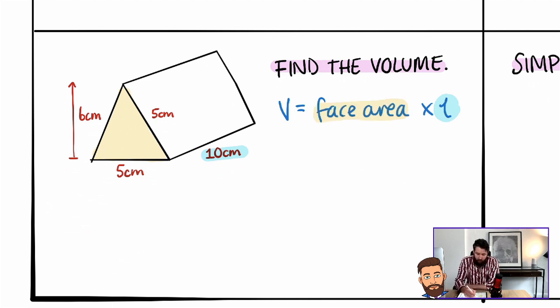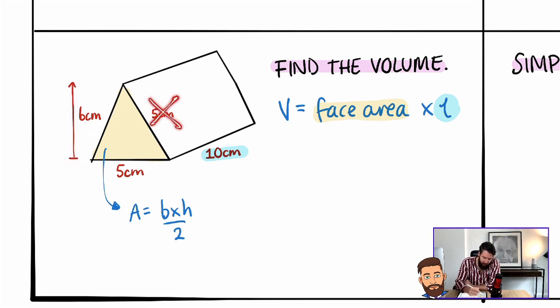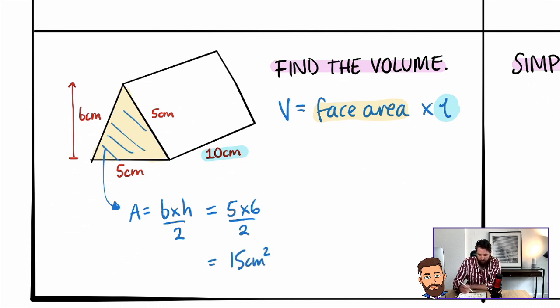Well, if we focus on the face area, what is it? The face area is a triangle. The area of a triangle is base times height divided by 2, where the base is 5 and the height, remember with a triangle you have to have the perpendicular height, the right angle height. So 5 is not the height, 6 is the height. So that would be 5 times 6 divided by 2. 5 times 6 is 30, divided by 2 is 15 centimeters squared. So the area of this face is 15 centimeters squared.